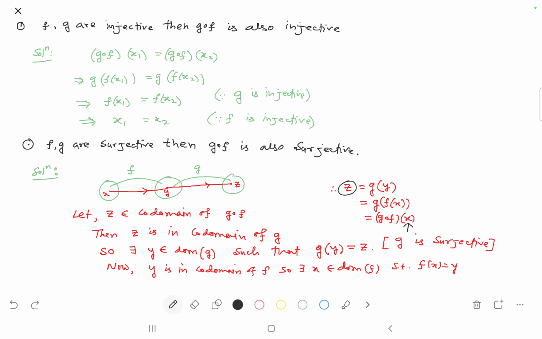Now next, if you take two bijective maps, then the composition will be bijective, because of these two. So note: the composition of two bijective maps is bijective.